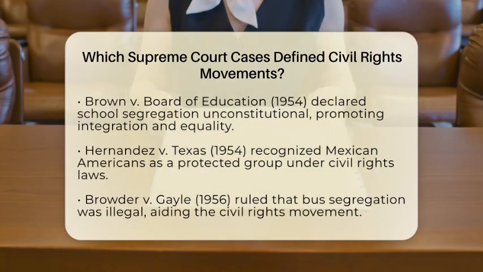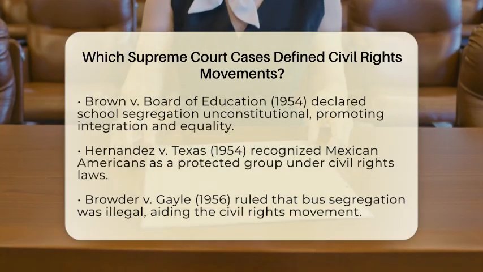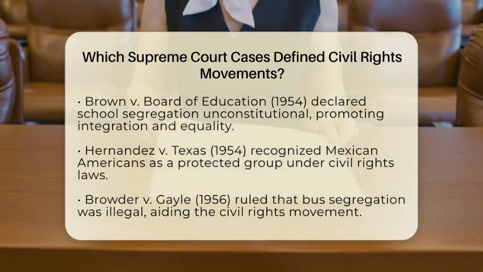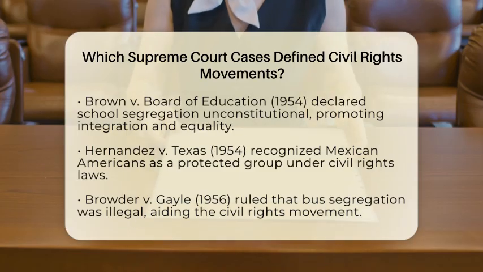Next came Plessy v. Ferguson in 1896. The Supreme Court said that racial segregation was okay if facilities were separate but equal. This decision allowed states to keep black and white people apart in schools, buses, and public places for many years. It made discrimination legal and made it harder for civil rights to grow.